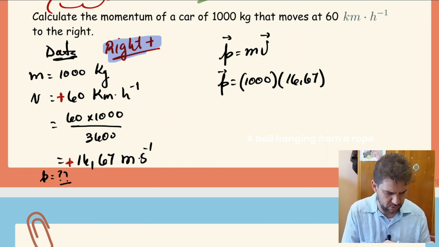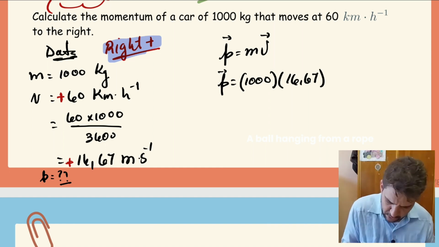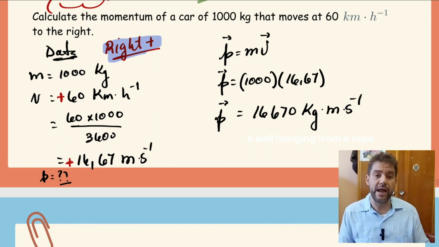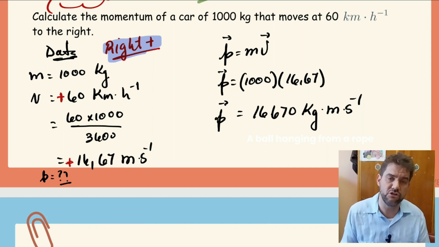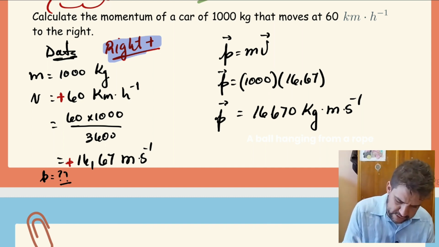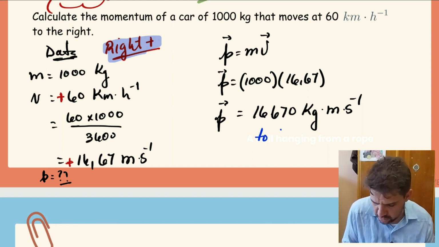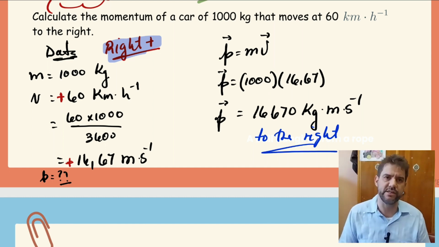I multiply 1,000 times 16.67. I'll get that it is 16,670. Momentum is equal to 16,670 kilogram meters per second. And now, guys, the direction of momentum: it has direction. So the direction is going to be, it's a positive answer. It means it's to the right. That is the final answer for this simple example.